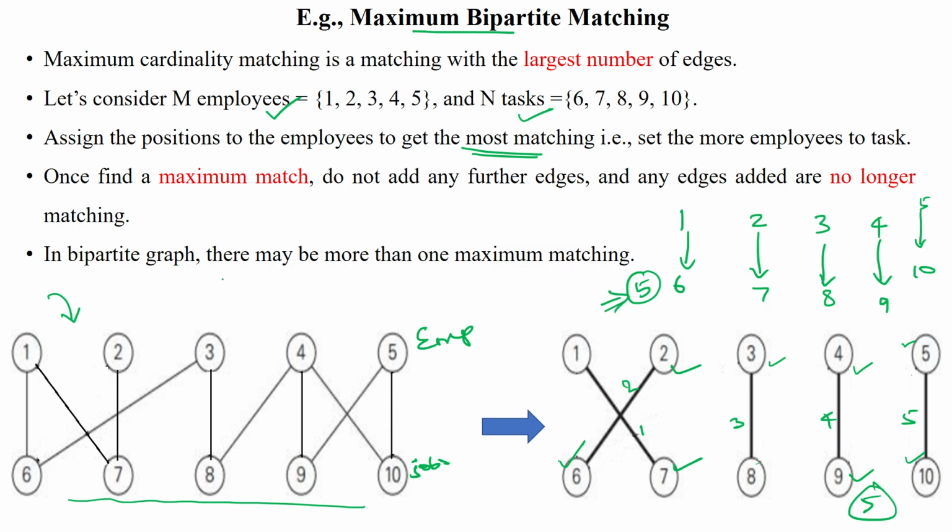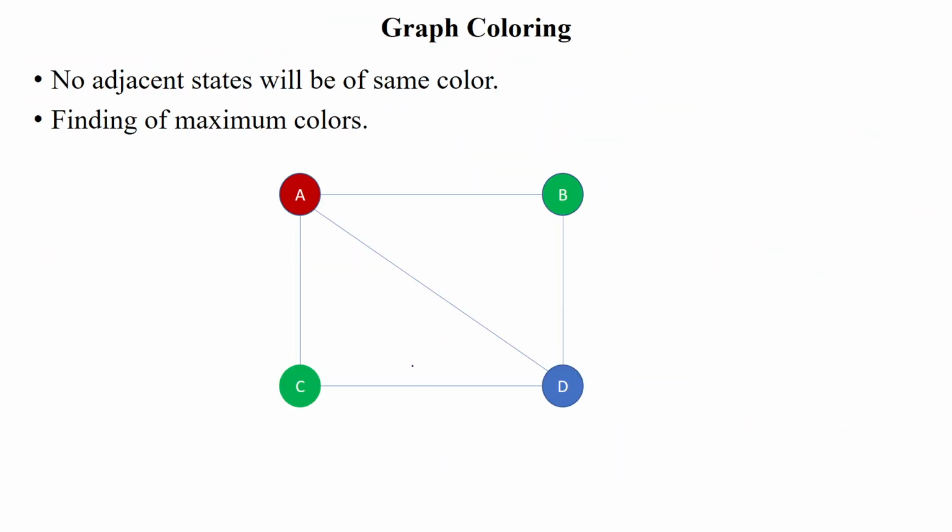from the given problem. After identifying the maximum matching, if you add any more edge here, you see, this is not contributing towards the maximum matching because the 7 is shared by two edges. So we should not add any more edges after finding the maximum matching. So this is one of the examples.